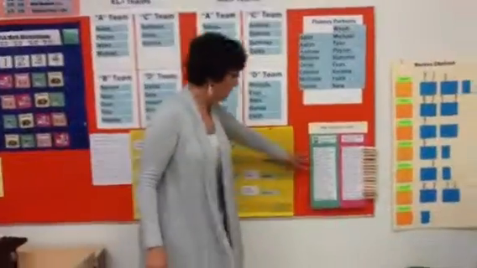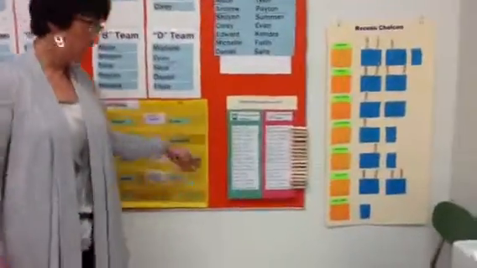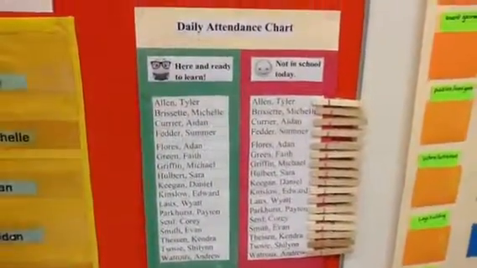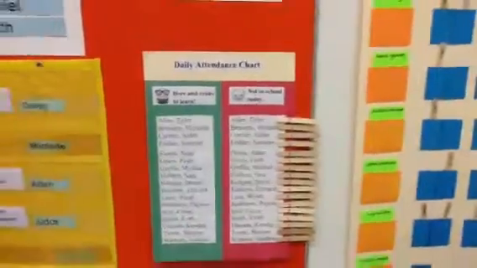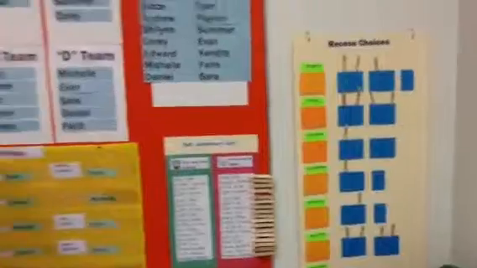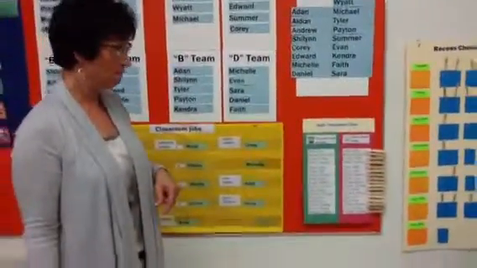The other item I have here is our daily attendance chart. Very simple. There's the students. The minute they arrive in the morning, that's their first task. They move their clips so that I know that they're here for the day. And then they move on to the next activities they have to do in the morning.